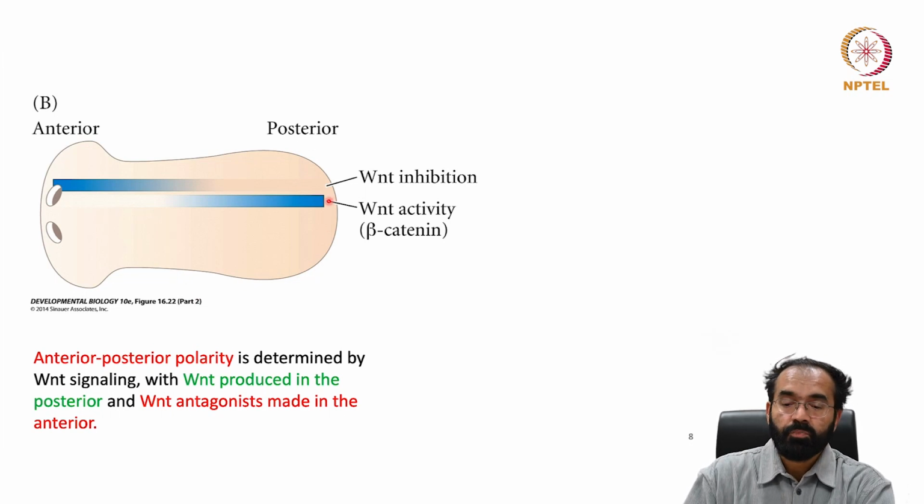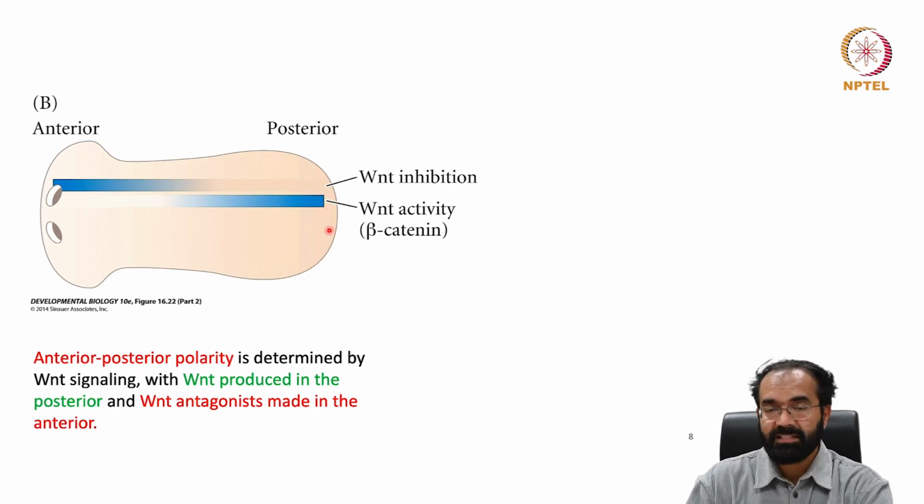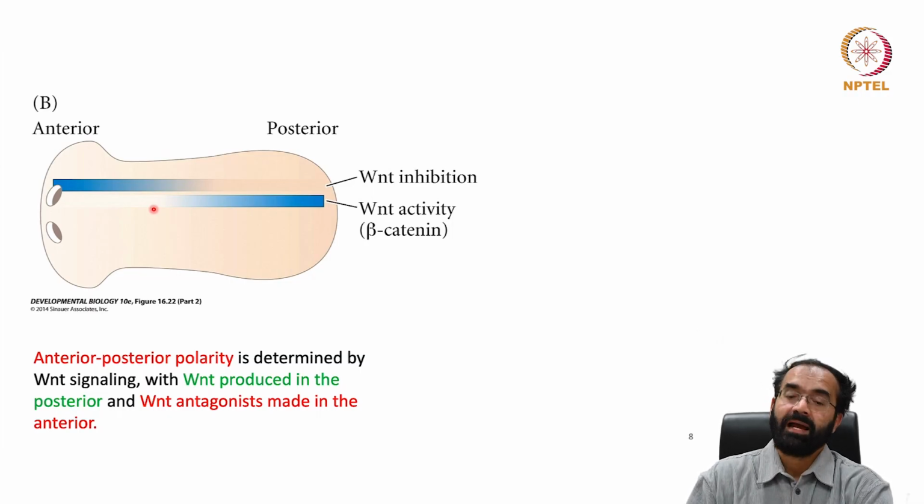You have super abundant expression of Wnt ligand and also the stabilization of beta-catenin in the posterior end, and it fades off as you move towards the anterior end. So what do you understand? If you want a head, you don't want Wnt signaling in the head region, or the maintenance of the head requires the absence of Wnt signaling.